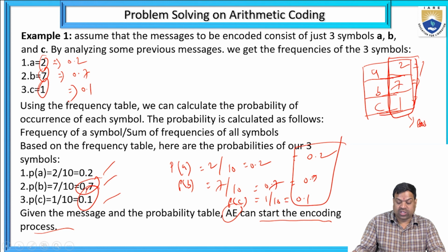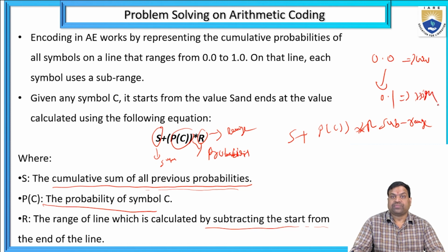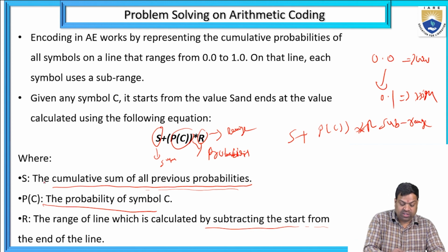When going for arithmetic encoding, it works by representing the cumulative probability of all symbols on a line from 0.0 to 1.0, so low to high values. Symbol C starts from a value and ends at a value calculated using the following equation: S plus P of C times R. Here S is the cumulative sum of all the previous probabilities. It depends on previous values.